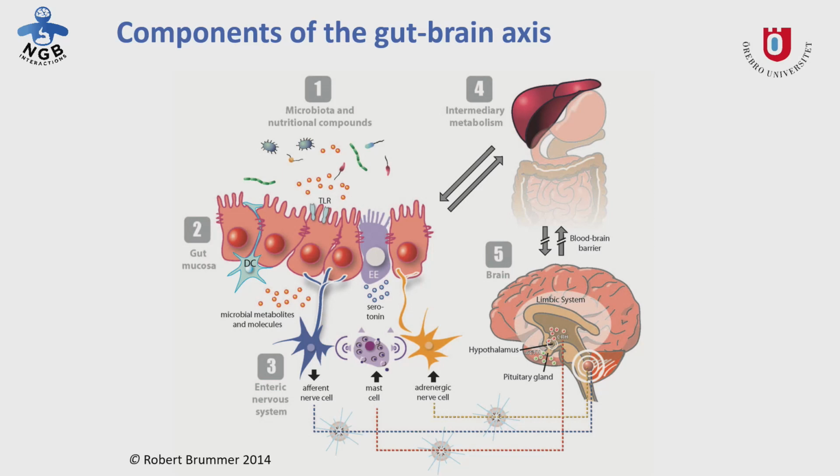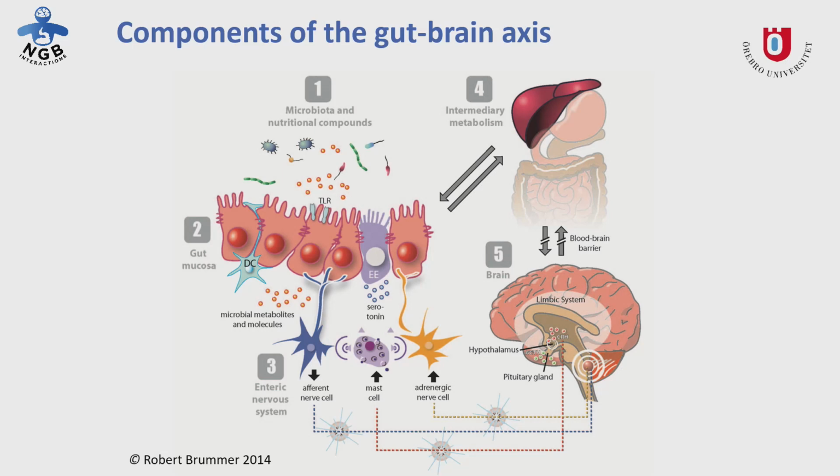That's the neural route. The humoral route is just by taking up substances and compounds in the gut, entering the portal circulation, going to number 4, as you can see, and then being metabolized in the liver. And if molecules are small enough to pass the blood-brain barrier, which you see at number 5 again, they can also enter the brain, and that is the humoral route for gut-brain interaction.